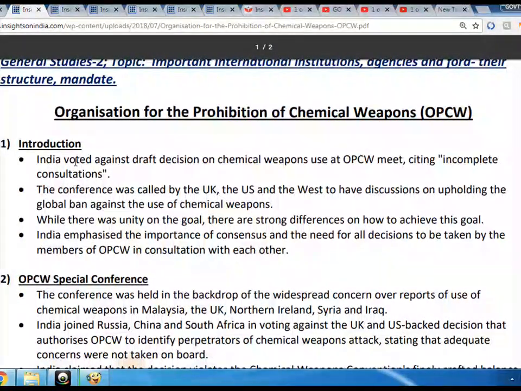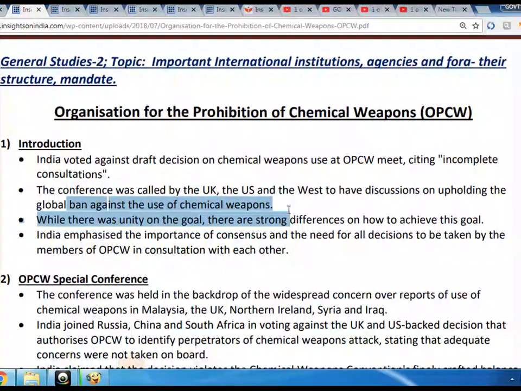India voted against a draft decision on chemical weapons use at the OPCW meet, citing incomplete consultations. The conference was called by the UK, the US and the West to have discussions on upholding the global ban against the use of chemical weapons. While there was unity on the goal, there are strong differences on how to achieve this goal.